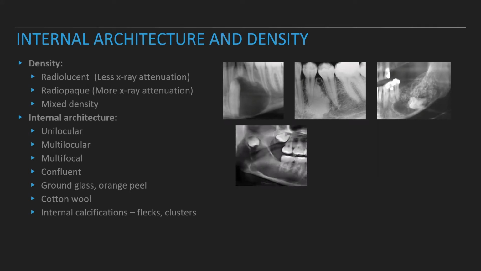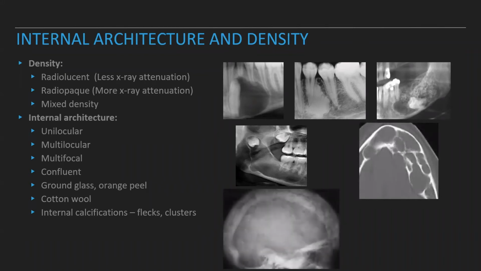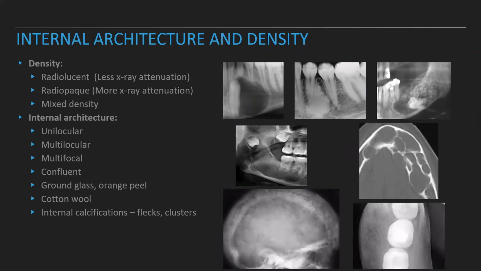Is it unilocular? You got a nice OKC here. You can see that displacement of that third molar up to the ramus. Nice, well-defined corticated borders, scalloping roots. Or is it multilocular as this glandular odontogenic cyst? Does it have a cotton wool appearance? A nice case of Paget's disease. Or does it have more of an orange peel, ground glass appearance like fibrous dysplasia?